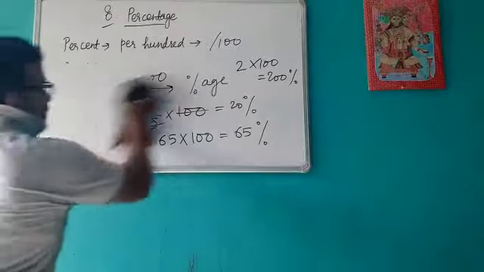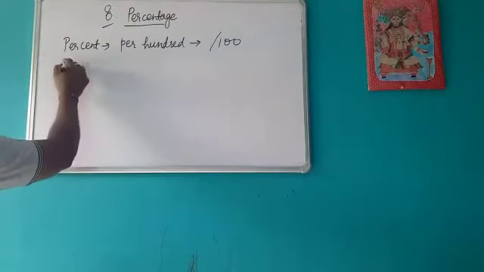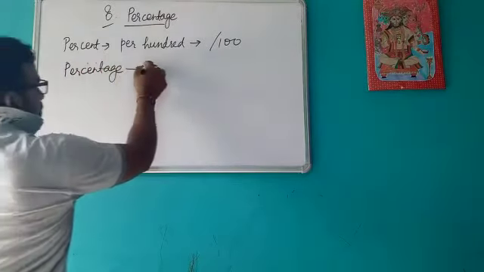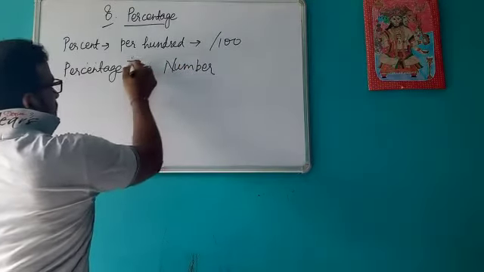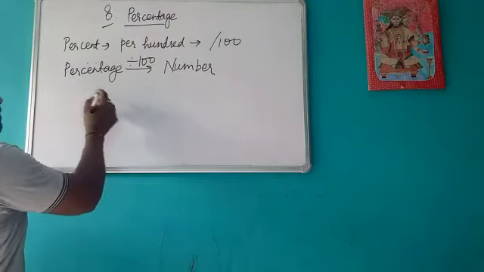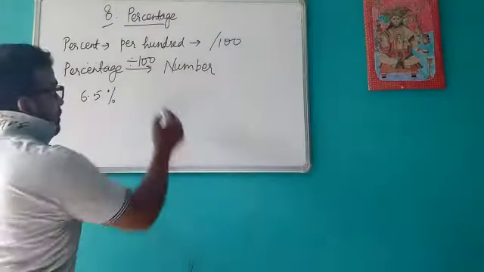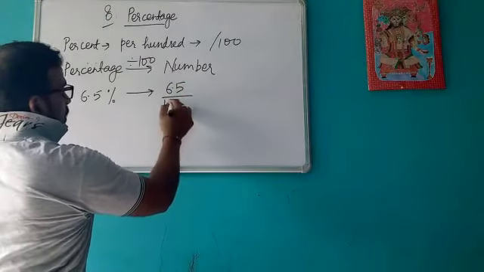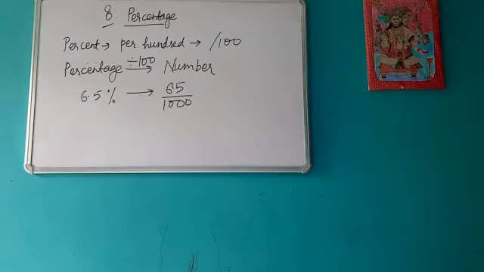And suppose we wish to convert a percentage into a number. In that case we will divide it by 100. For example, suppose I have 6.5% and I wish to convert it into a fraction. I write 6.5 upon 100, then I remove one decimal, so it is converted into a fraction.